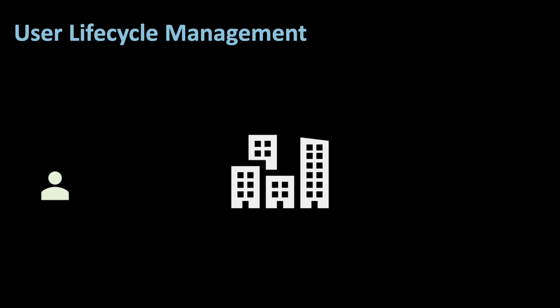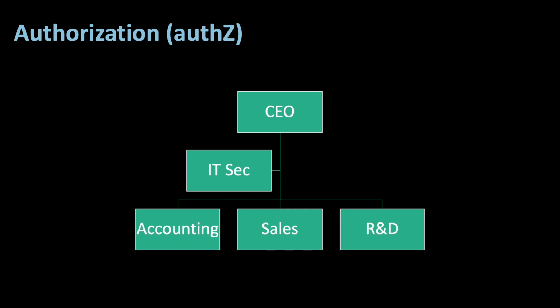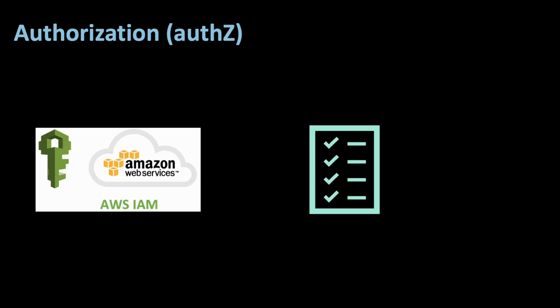User Lifecycle Management. Proper user lifecycle management ensures efficient provisioning and deprovisioning of user accounts as they join or leave an organization. Use Azure AD Connect to automate user provisioning from an HR system, ensuring timely and accurate account creation. Next, authorization. After authentication, authorization defines user access rights to specific resources based on roles and permissions. In AWS IAM, create policies specifying actions and resources a user or role is allowed to access, enhancing resource security.